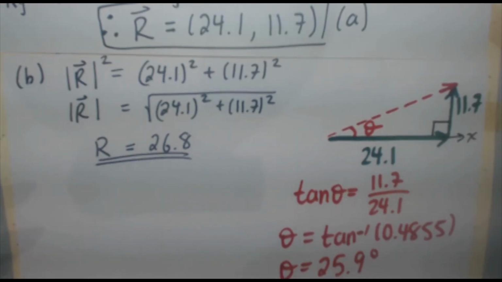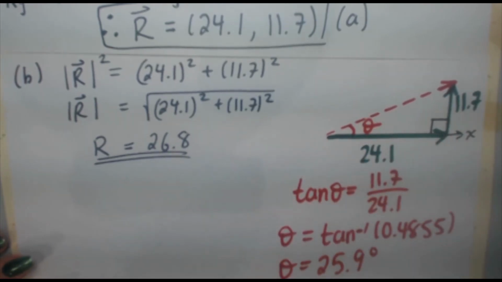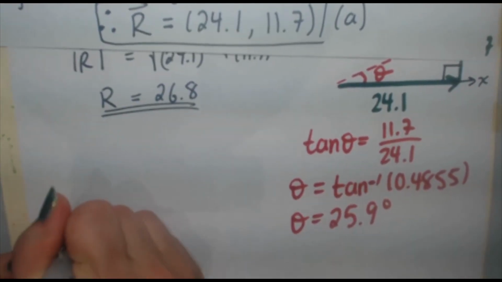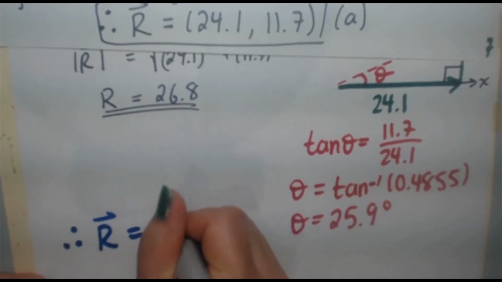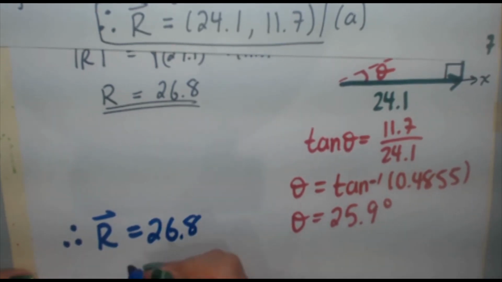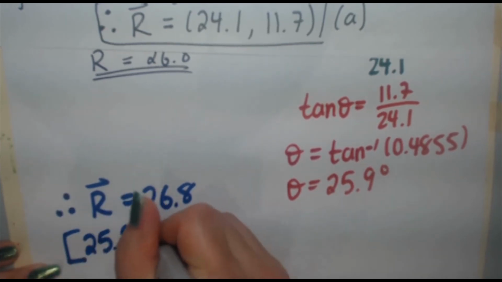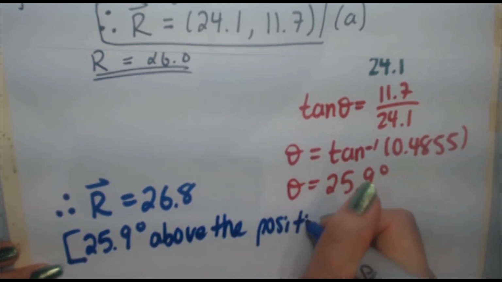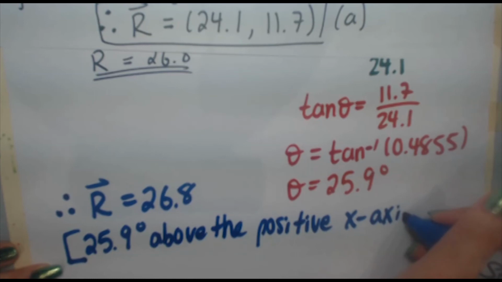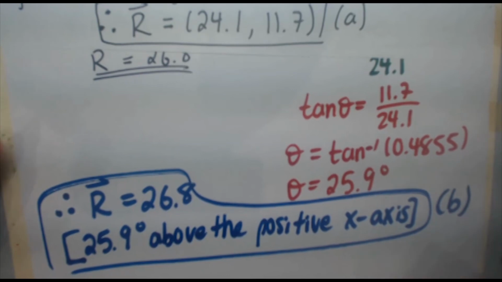Now we have to interpret this in terms of the problem. Because that's theta right here, that means theta is above the x-axis, right? So therefore, in total, to answer part B, the magnitude of R is 26.8, and its direction, which we will quote in square brackets, is 25.9 degrees above the positive x-axis. And there you have it, your answer for part B.